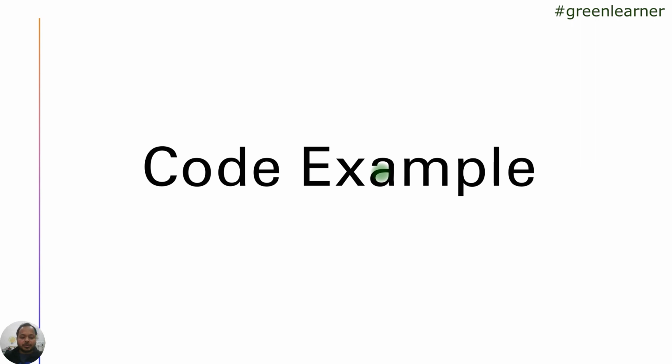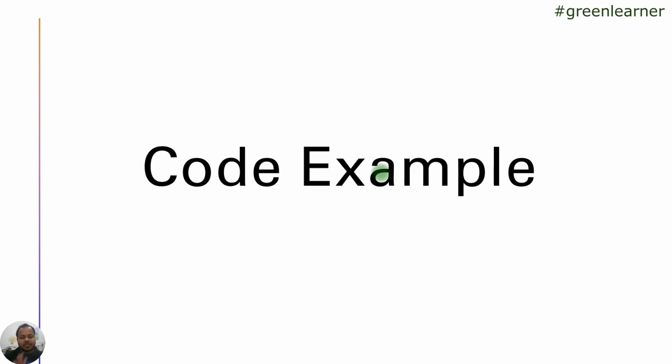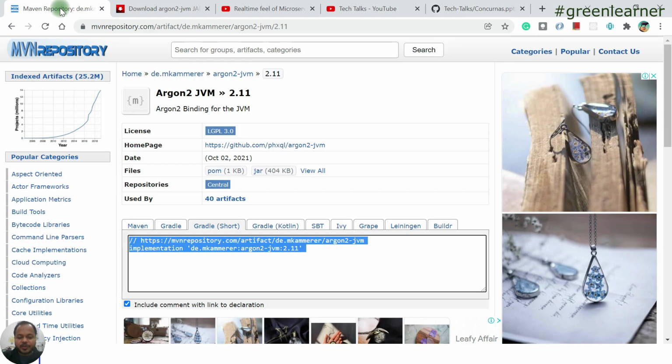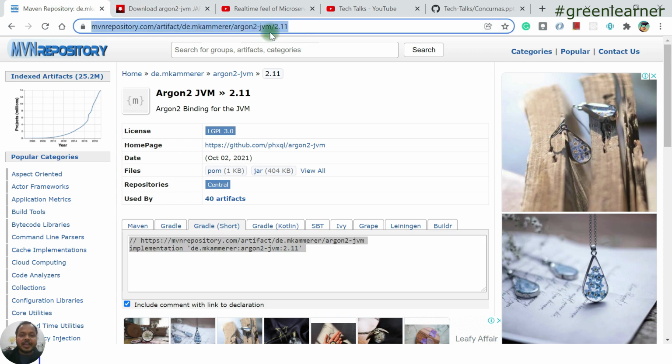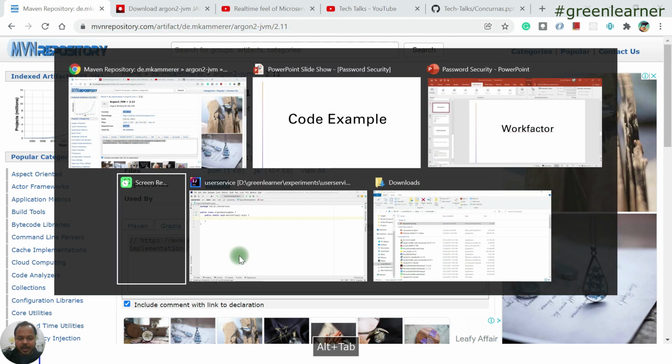Now coming to the code example, I'm going to show you the code example of Argon 2 using the basic algorithm, using the basic code. So how can we use Argon 2? There are libraries. We do not have to implement all the algorithms ourselves. There are libraries that we can directly use. The latest version is 2.11 that we can use here. I already have added this in our project, so let me show you that.